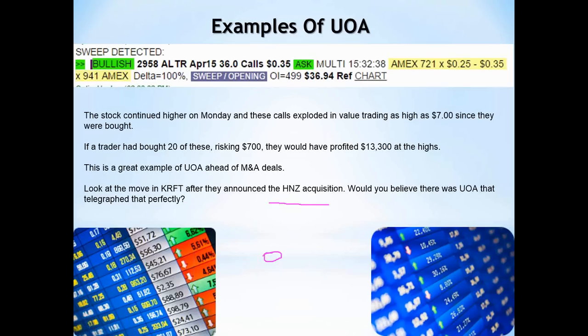So what happened to this trade? Well, let me erase that drawing there too. Well, the stock continued higher on Monday. This happened on a Friday, by the way. The stock continued higher on Monday, and the calls traded as high as $7 since then. All right, if a trader bought 20 of those, risking $700, they would have profited over $13,000 at the highs.